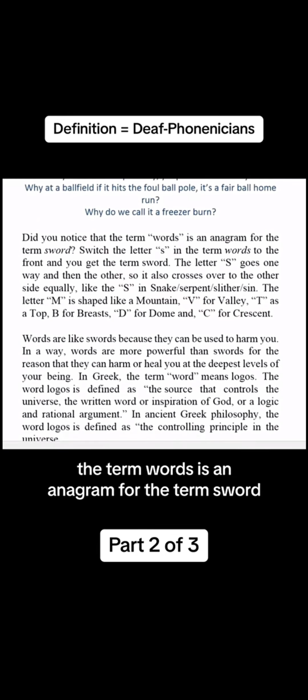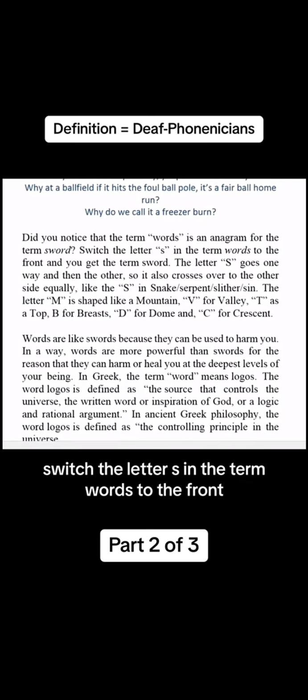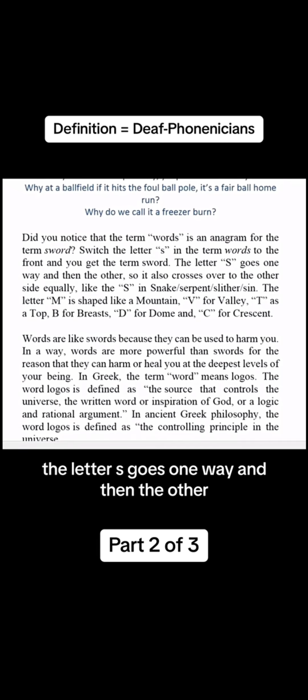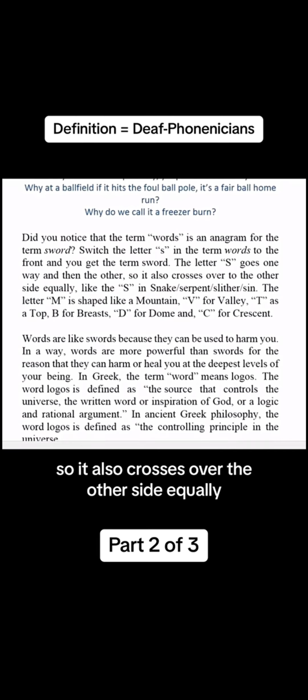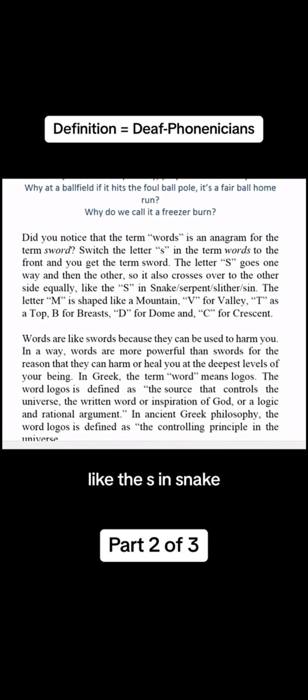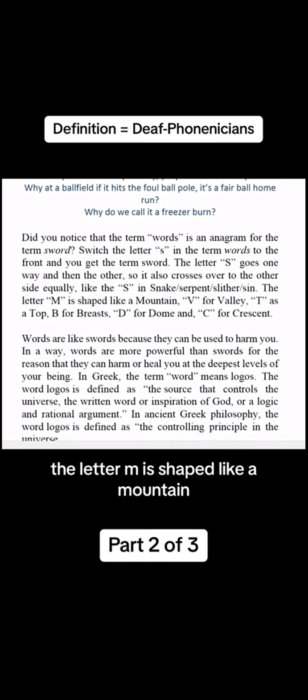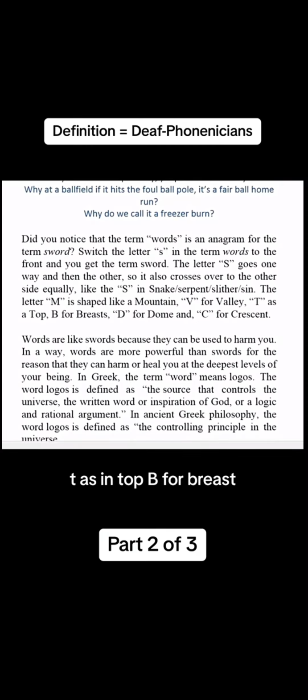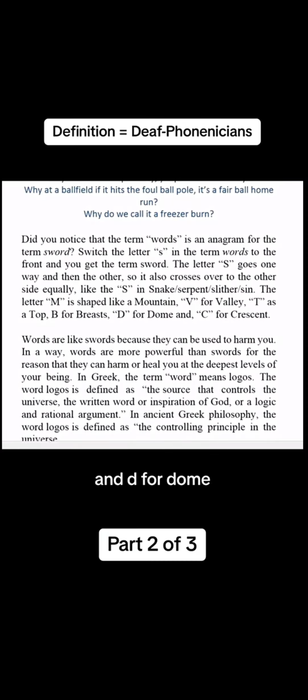Did you notice the term words is an anagram for the term sword? Switch the letter S in the term words to the front and you get the term sword. The letter S goes one way and then the other. So it also crosses over the other side equally and can go both ways, like the S in snake, serpent, slither, sin. The letter M is shaped like a mountain. V for a valley. T as in top, B for breast, and D for dome, and C for crescent.